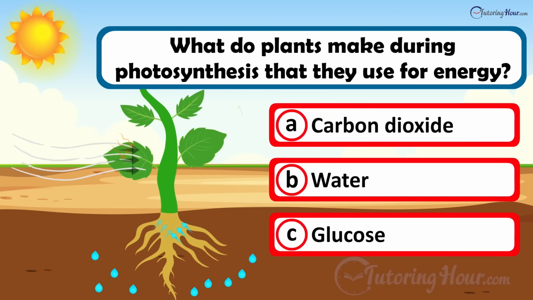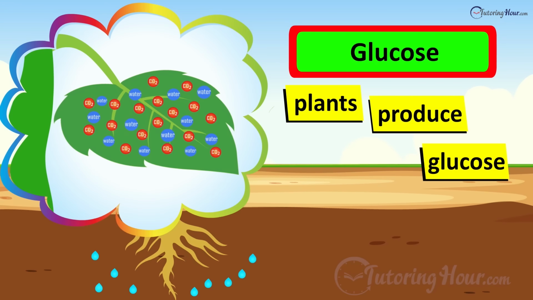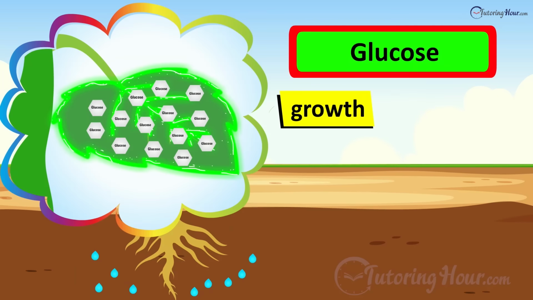The correct answer is glucose. Plants produce glucose as their primary source of energy, which they use for growth and metabolism.